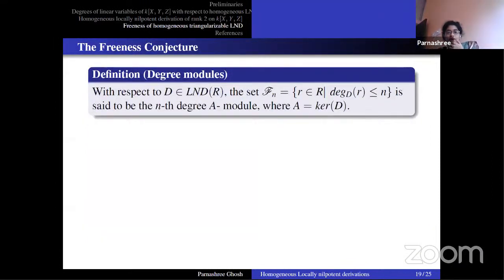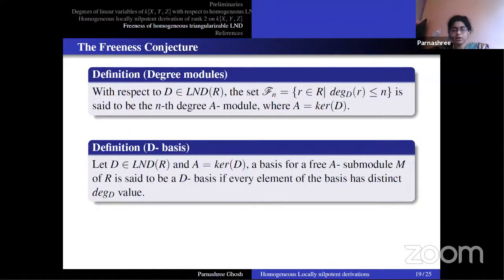Now I proceed to the freeness conjecture of Freudenburg. Before stating the conjecture, I would like to define what are called the degree modules. With respect to an LND D of R, if I take the collection of elements r in R such that degree_D of r is less than or equal to n, then this set F_n is called the nth degree A-module, where A is the kernel of the LND.